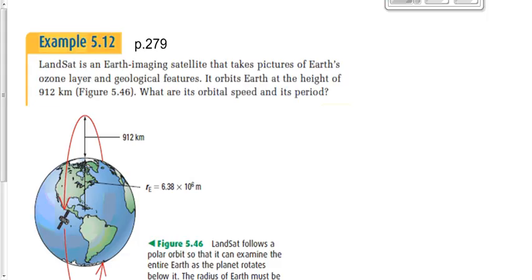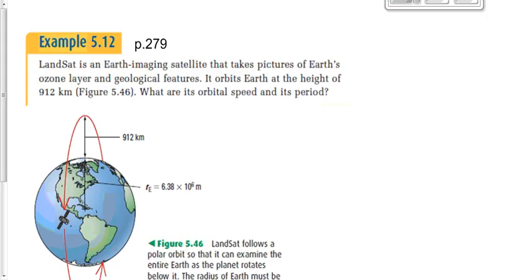5.12 on page 279 says Landsat is an Earth imaging satellite that takes pictures of the Earth's ozone layer and geological features. It orbits the Earth at a height of 912 kilometers. So we have no worries about a collision with the International Space Station that orbits Earth at about 400 kilometers because it's more than twice as high. Now, theoretically, we could see this Landsat satellite from Earth as well. It orbits around, it reflects light from the sun. We could see that the same as we could see the International Space Station. But because it's higher up and smaller, our odds of seeing it would be significantly smaller.